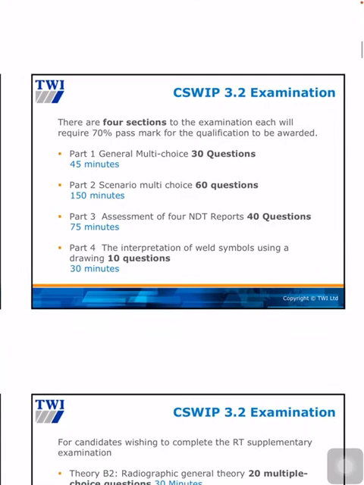For the scenario and multiple choice questions, there are 60 questions. The toughest part of the exam is this scenario exam. You also need to obtain 70% marks in this scenario exam. This is a very tough part of your exam. Most of the people fail in this part of CSWIP 3.2.